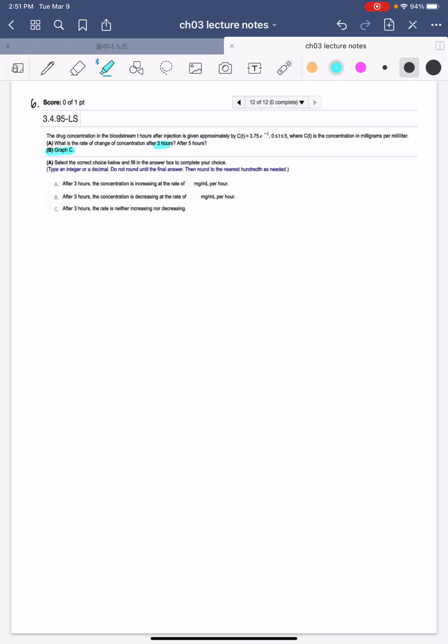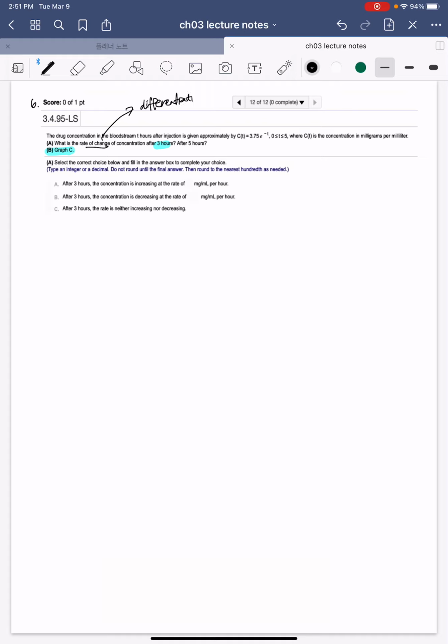So here, the drug concentration in the bloodstream t hours after injection is given approximately by C of t equal to 3.75 e to the negative t, between t equals 0 to 5, where C of t is a concentration in milligrams per meter. What is the rate of change of concentration after 3 hours, after 5 hours? Graph the C function. Well, here I see the words rate of change. You know by now rate of change means differentiate.